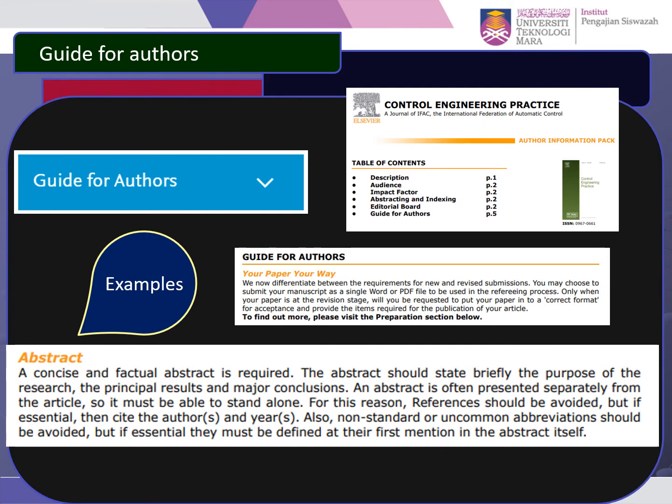This I took from the Journal Control Elsevier practice. When you download the guide for authors, it's written there. This is an example where it says that a concise and factual abstract is required. They give you the guide on how to write a good abstract. Okay, it's clearly written there. According to this journal, for this reason, references should be avoided. Right?